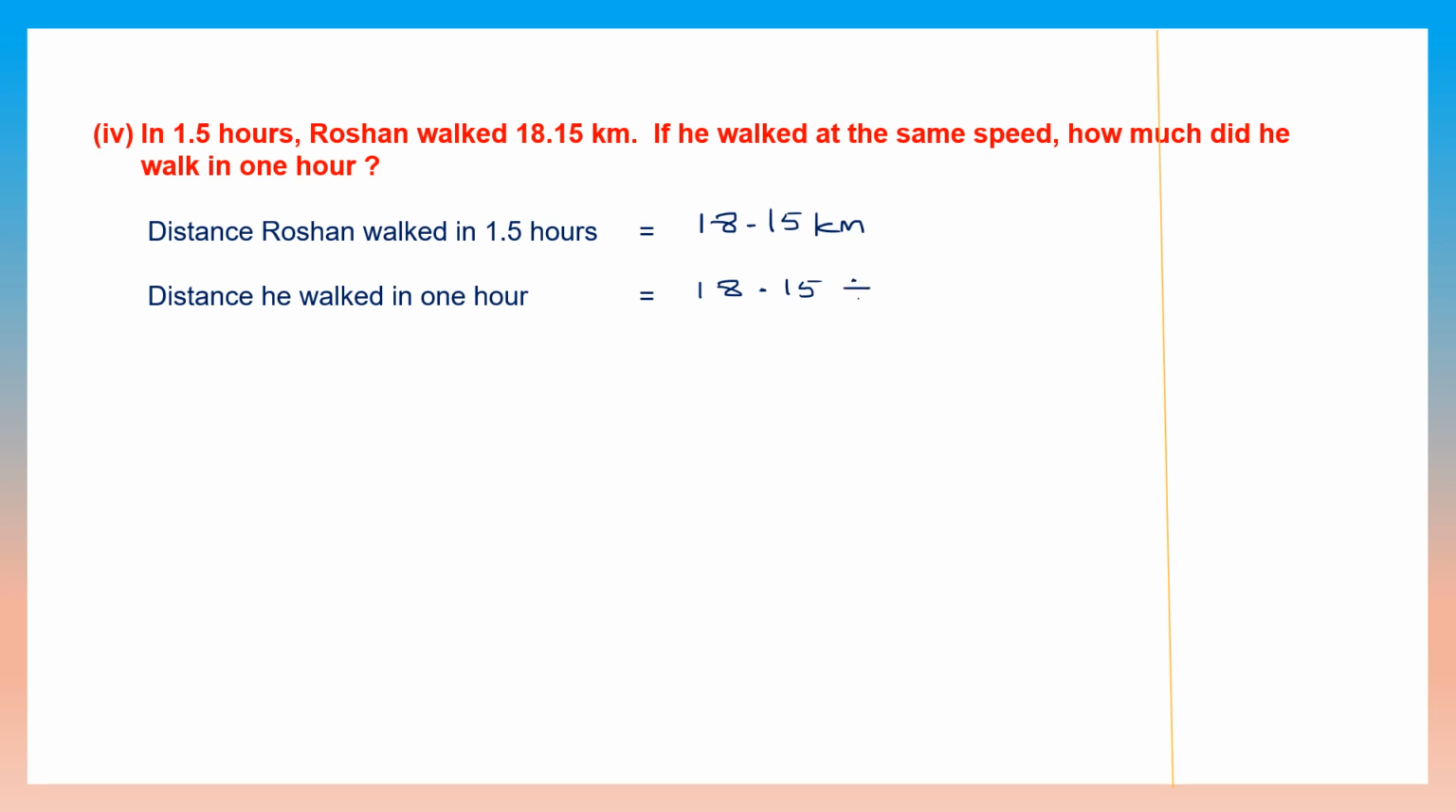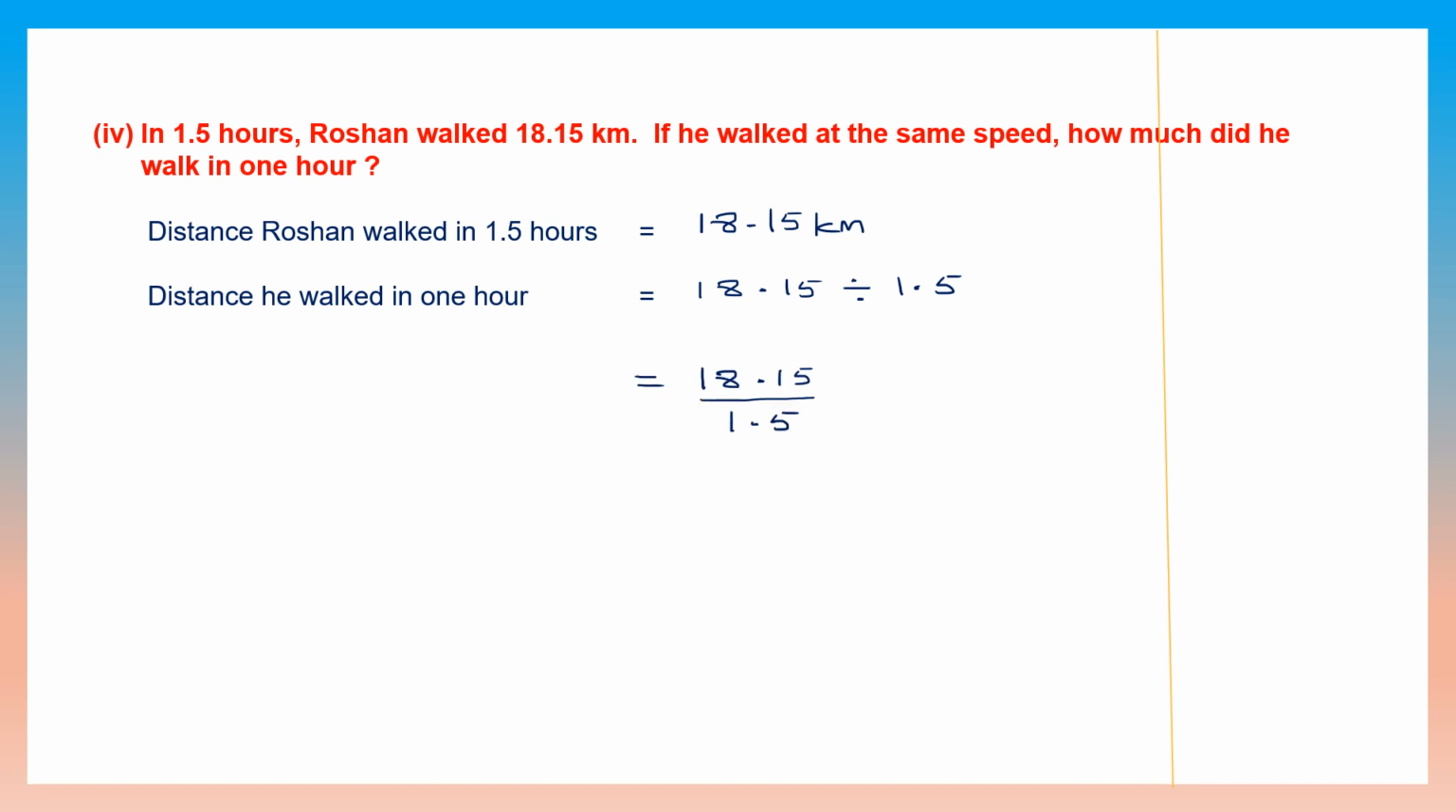18.15 divided by 1.5, because in 1.5 hours he walked so much. So to find in 1 hour, we should divide. So here when you divide 18.15, as you can see, the divisor is also a decimal number. When you have the divisor as a decimal number, you must convert it to a whole number. So in this case, we first write it as a fraction. So 18.15, we are going to divide it by 1.5.